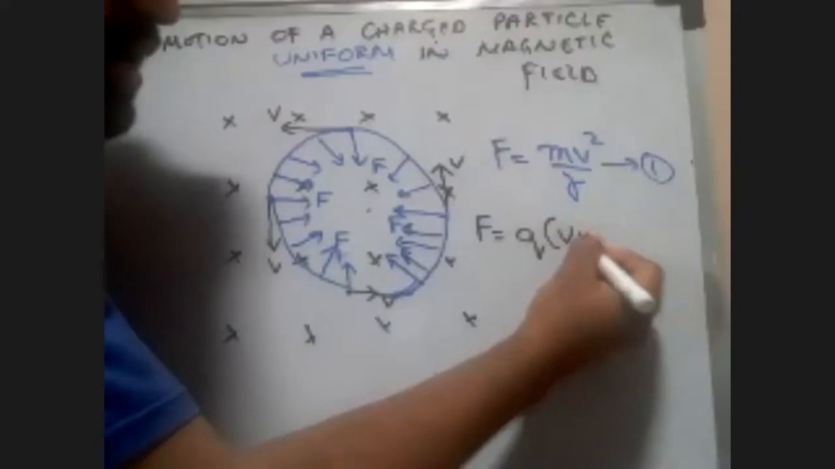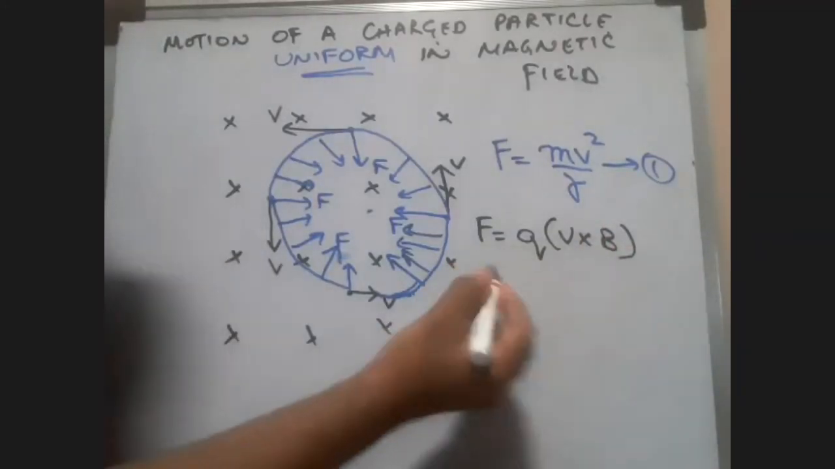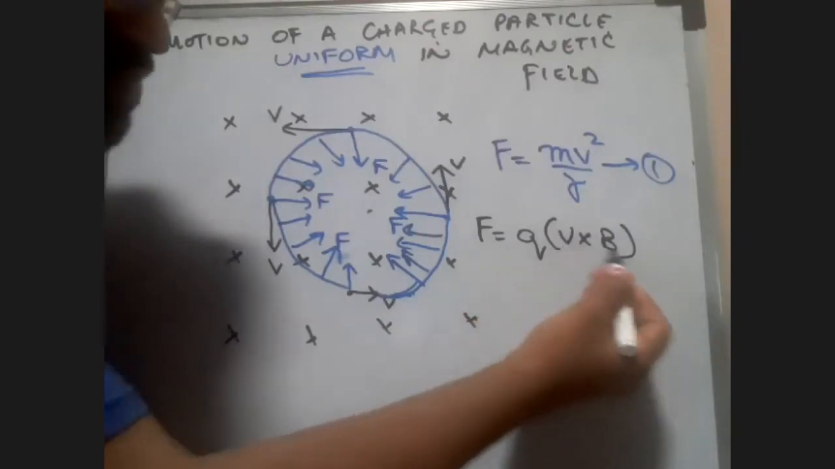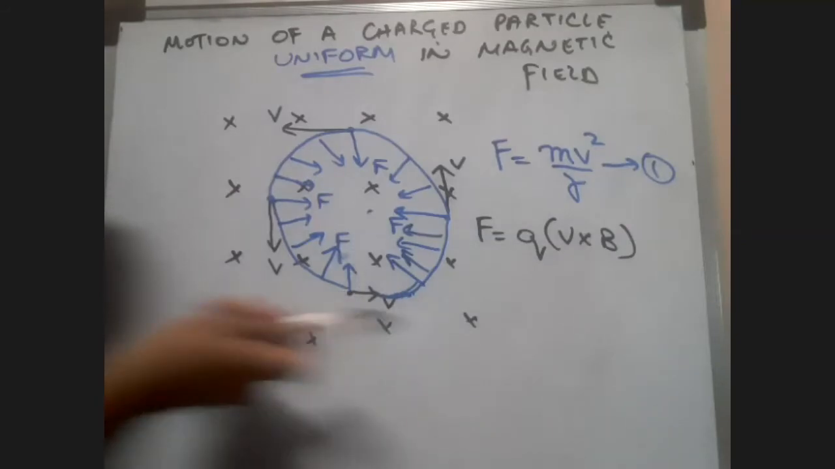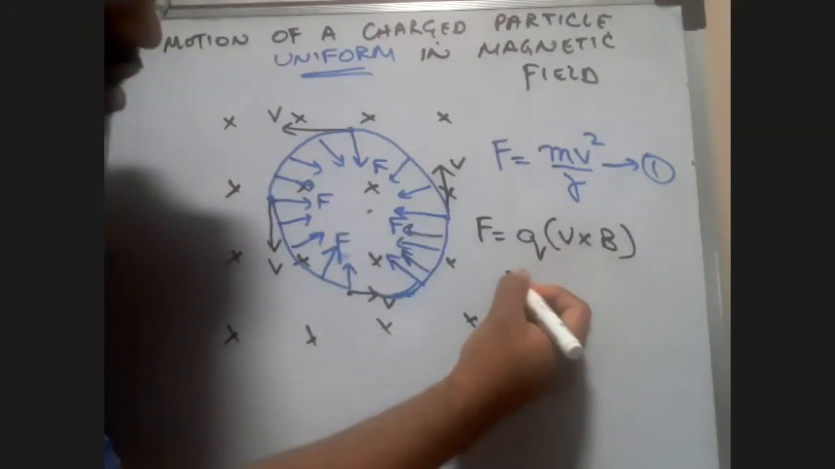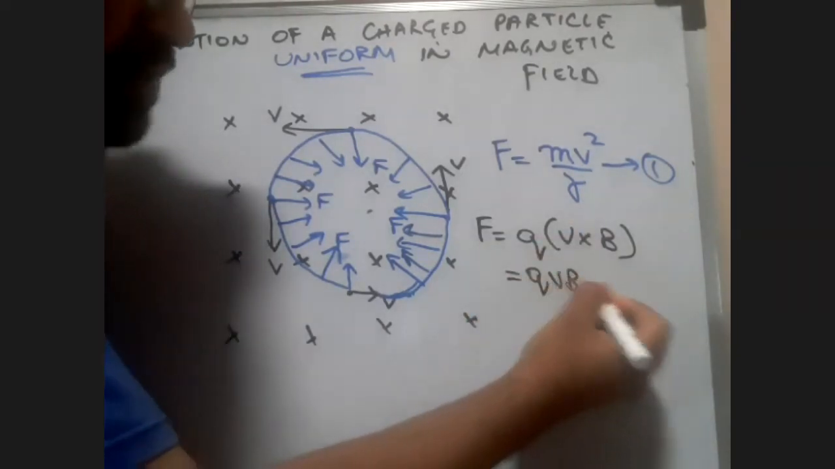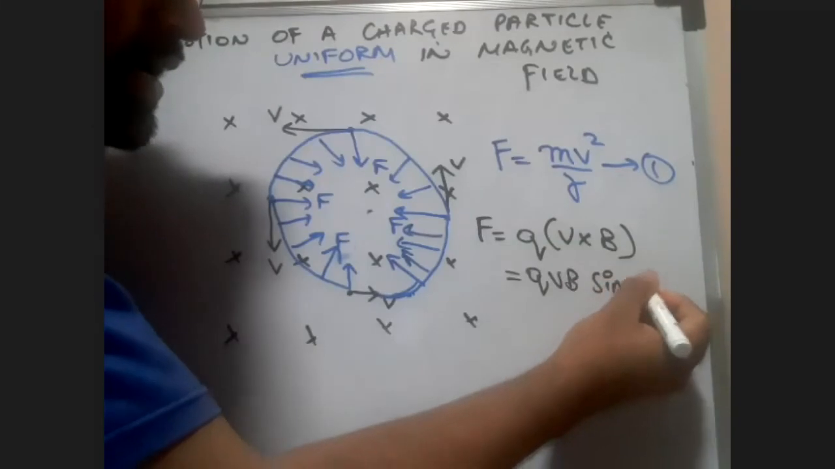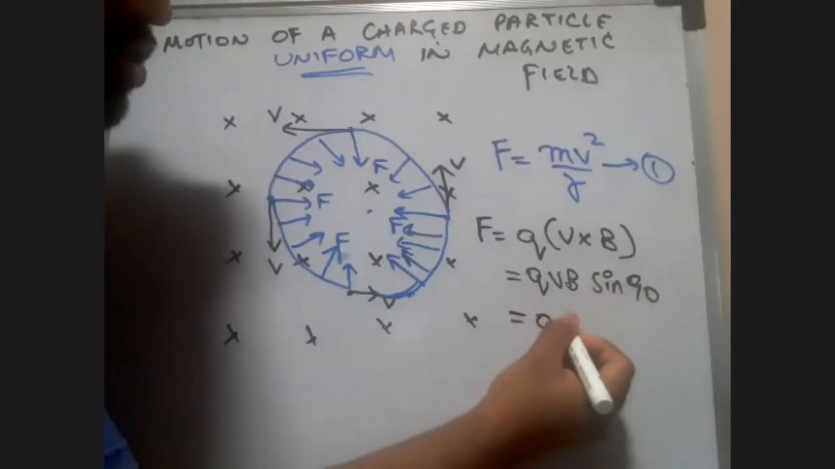V cross B, yes or no? In this case, we can see that the V cross B is inside the plane. V is perpendicular to the velocity. So what are we going to get if we open this cross product? QVB sine 90. And sine 90 becomes 1. So basically we get QVB.